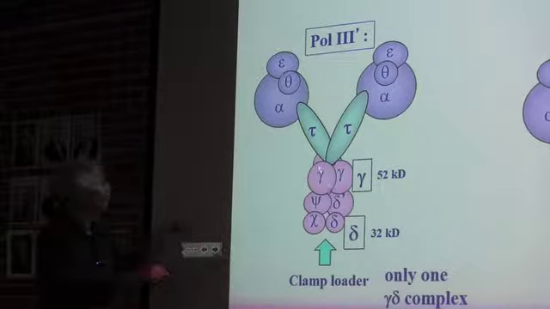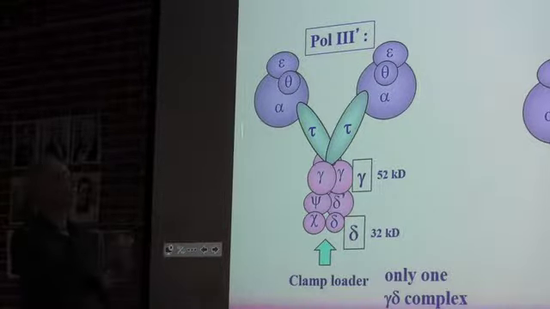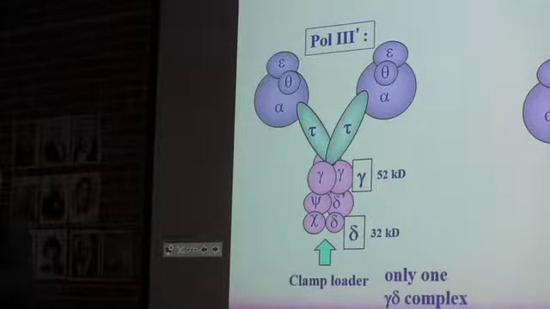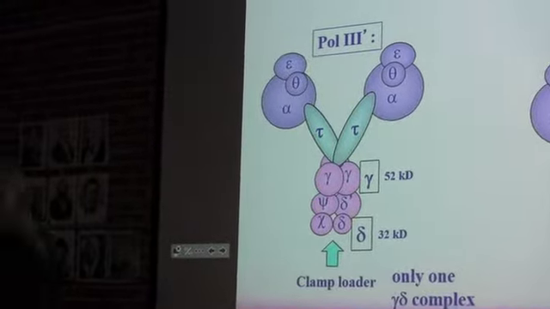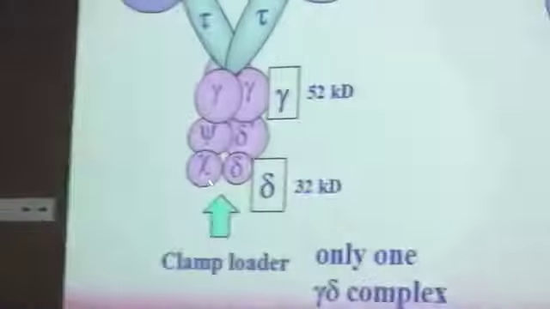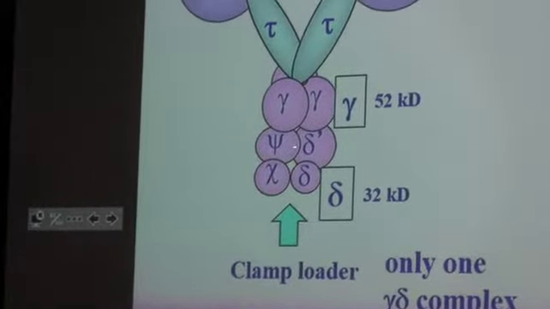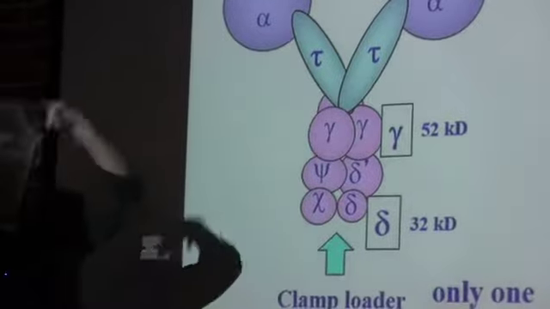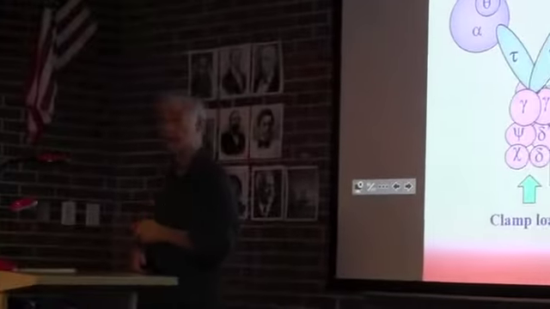But there's only one clamp loader per replicase. This has to load the clamp wherever it is needed. It's only needed, though, usually on the template for lagging strand, right? Because lagging strand is reinitiated over and over and over again, so the clamp loader is largely devoted to putting the clamp behind the polymerase, except it puts the clamp first and then polymerase is loaded in front of the clamp.